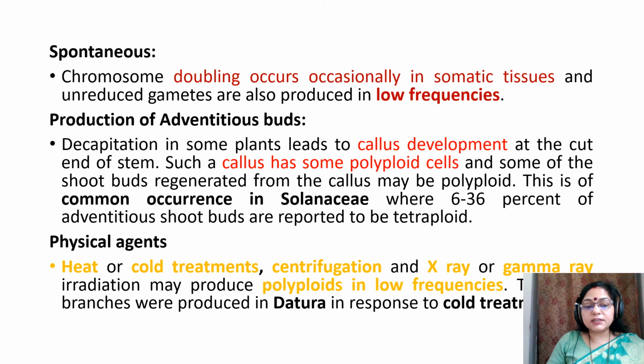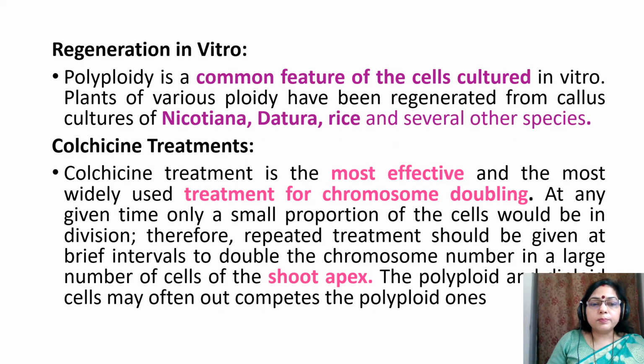By physical agents, heat or cold treatment, centrifugation, X-rays or gamma rays, irradiation may produce polyploids in low frequencies. Tetraploid branches were produced in Datura in response to cold treatment. Polyploidy is a common feature of cell culture in vitro. Plants of various ploidy have been regenerated from callus culture of Nicotiana, Datura, rice and several other species.